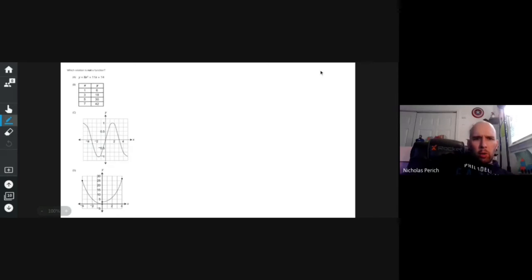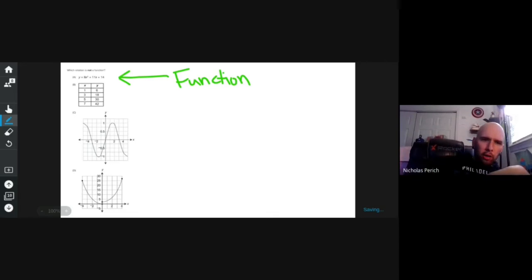So we need to figure out which one's a function. Anything that's y equals, like this one right here, is a function. And if you're having a hard time seeing, make sure you click on my face and blow it up, hit the pin button. In a function, the x's can't repeat. So that's 1, 3, 5, and 7. The x's don't repeat, so that one is a function.